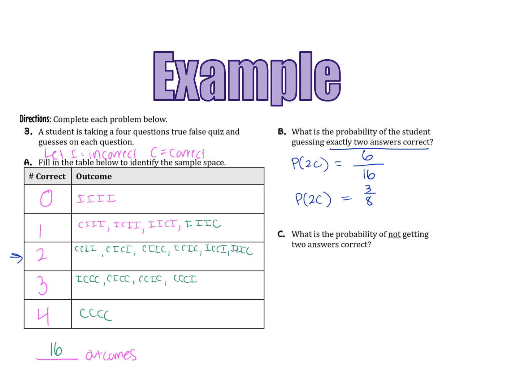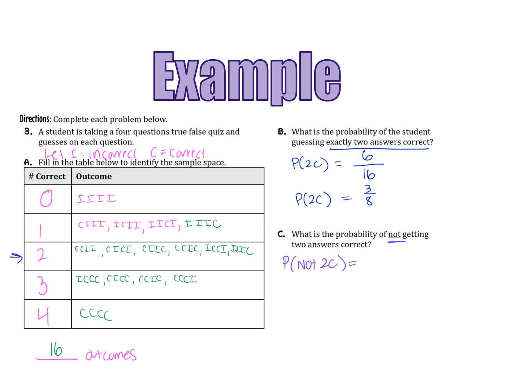Now for part C, we're being asked for the probability of not getting 2 correct. So getting 0, 1, 3, or 4 correct. And I want to just point out there's 2 ways. So I'm going to say the probability of not 2C. There's a couple ways that we could look at finding this.